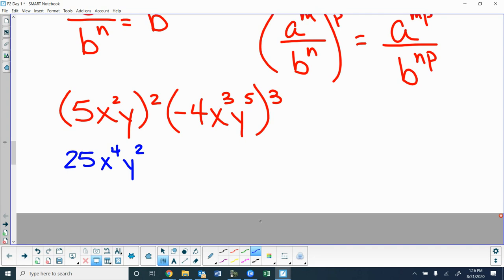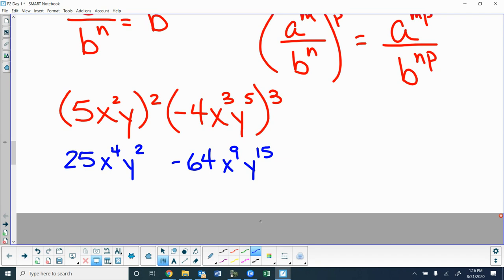Negative 4 to the third. Negative 4 times negative 4 times negative 4. Negative 64. x to the 9th. Multiply. y to the 15th.